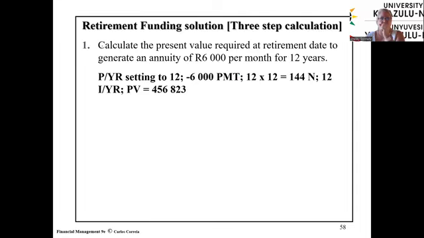So step one, working from right to left, we're going to calculate the present value as at retirement date that has to generate an annuity of 6,000 per month for 12 years. So because the interest is compounded monthly, I'm putting my PYR setting on 12. I'm entering the 6,000 payment.